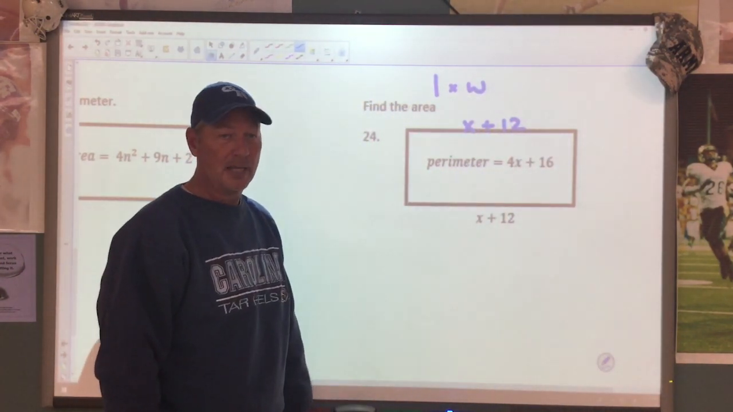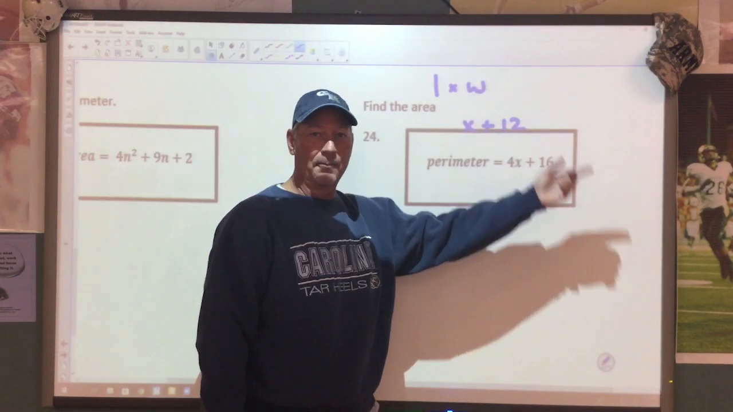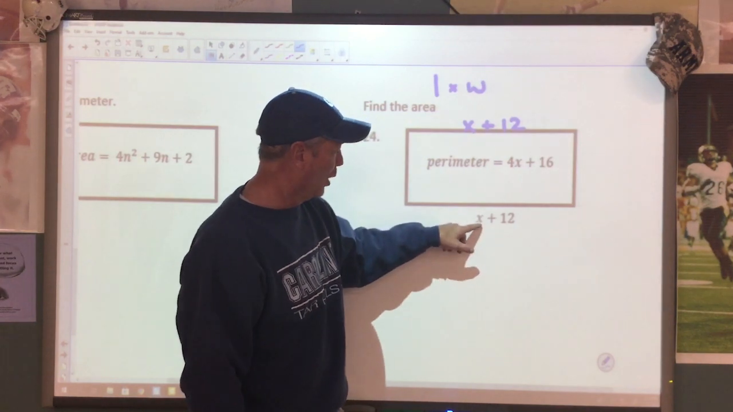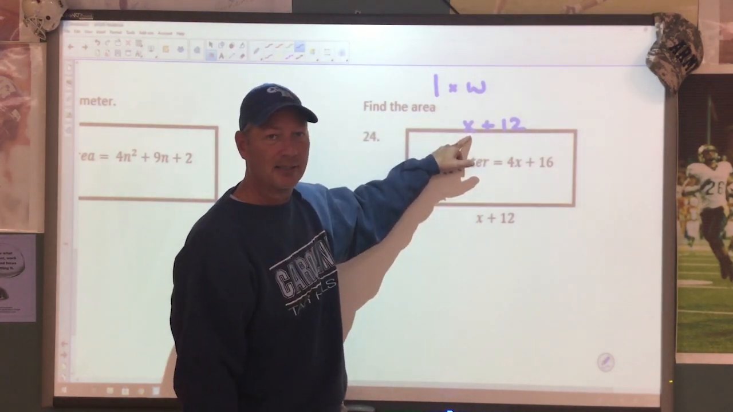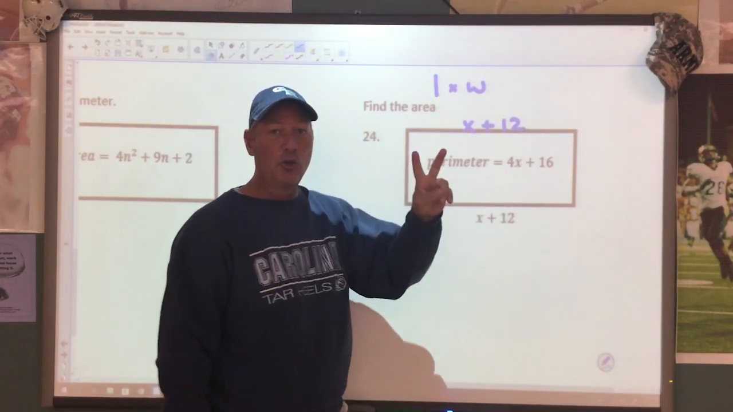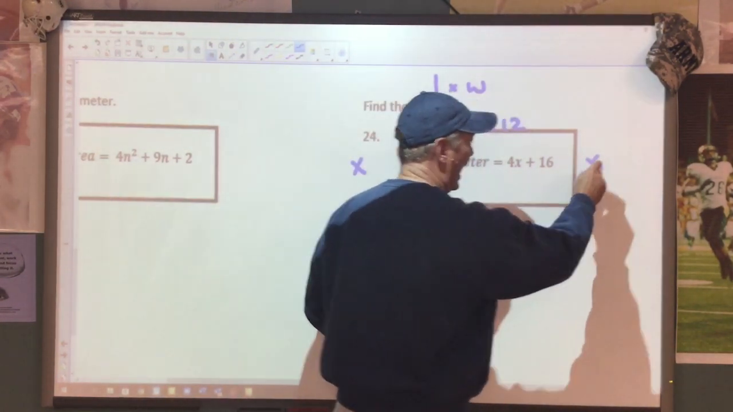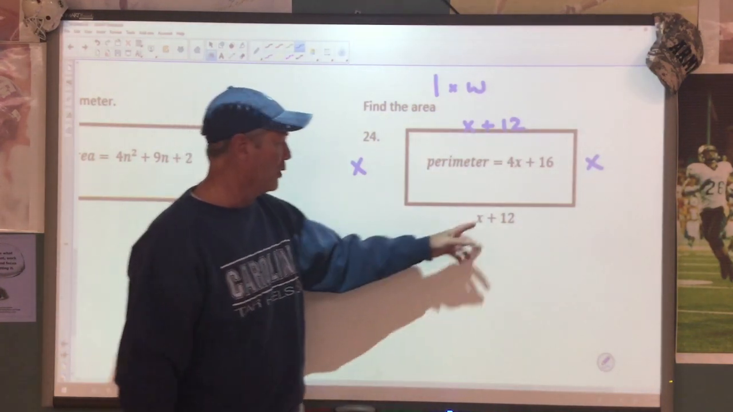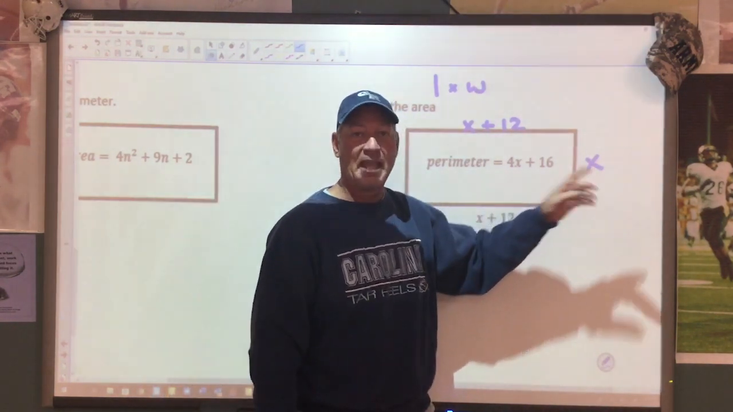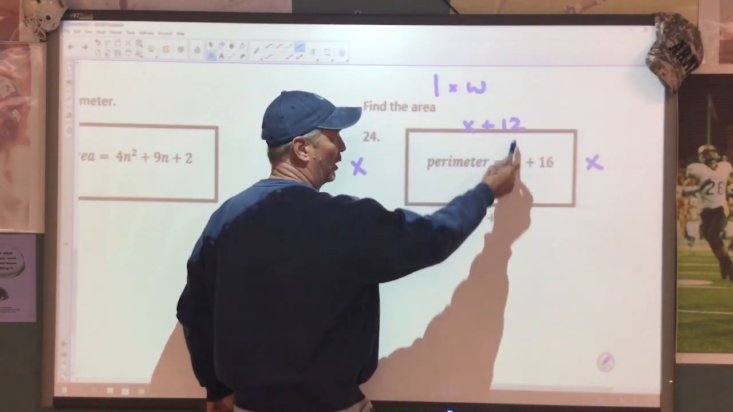Do you understand? Now, to find the perimeter, we add up all the sides together. And when we add up all the sides, I need to end up with a 4x. 1x plus 1x is 2x. But how many more do I need? I need two more. So that means I should have an x over here and an x over there. Because when you add them, 1, 2, 3, 4, that's 4x. Agree?